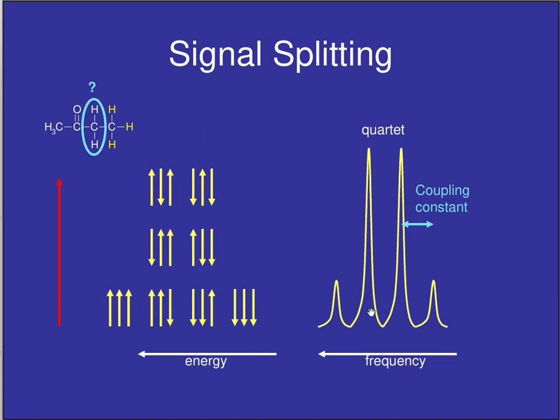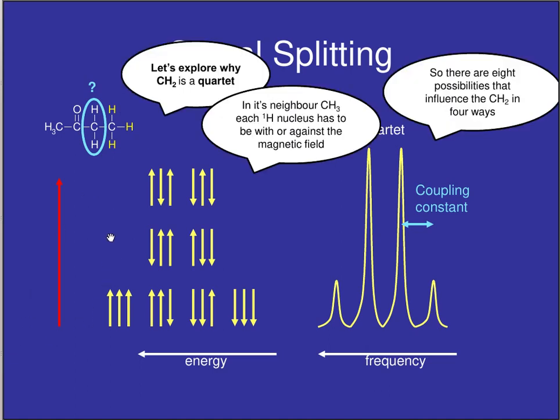3/8 have a slightly higher frequency, 3/8 have a slightly lower frequency, and 1/8 has a very low frequency due to the presence of that methyl group next to it. So the splitting is due to the neighbor. Don't forget that. And if we can reinforce that, why is it a quartet? In its neighbor, each 1H nucleus, each proton has to be with or against the magnetic field. There are 8 possibilities that influence in 4 different ways.